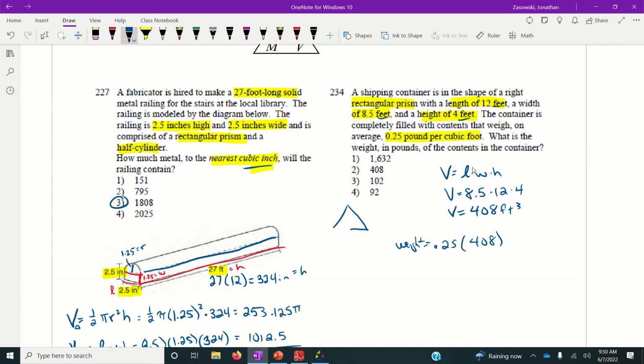All right, remember your D, M, V. So we're looking for the density, right? We're going to multiply these together. All right, and we end up with a final answer of 102 pounds.